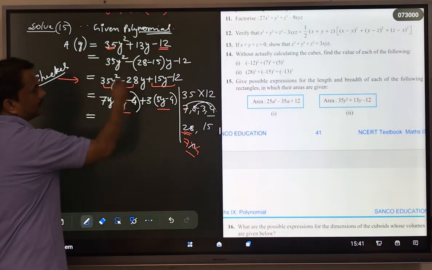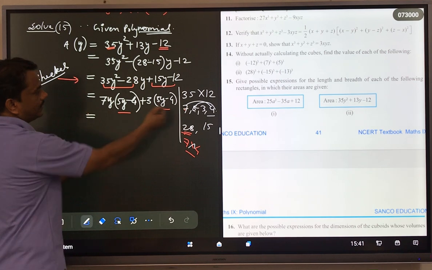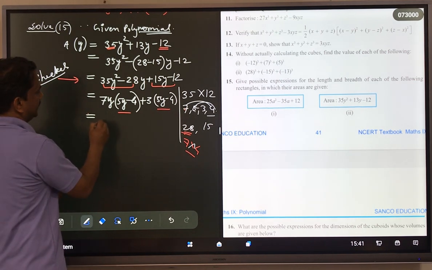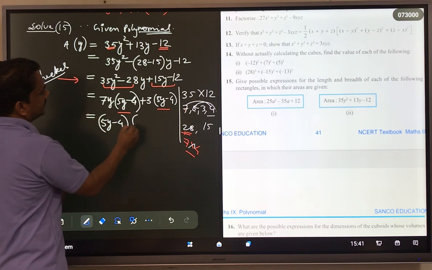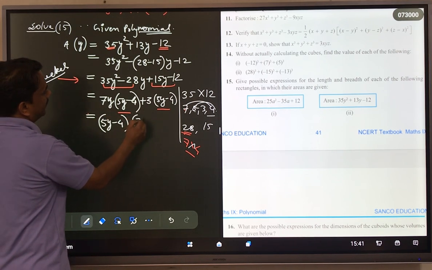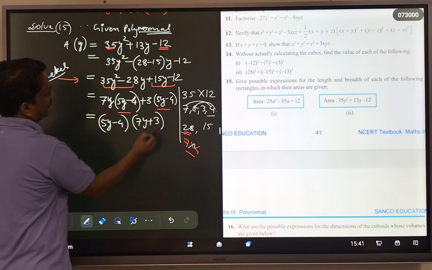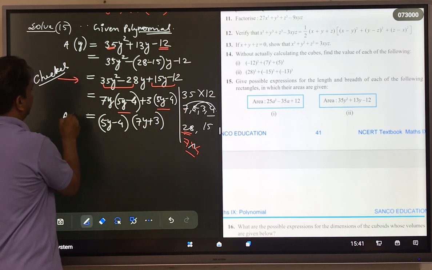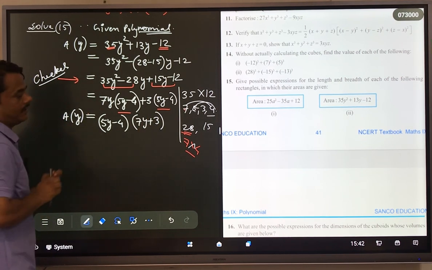What's common throughout here? Please tell me. Throughout means all along the expression. What is common? Yeah, 5y minus 4. And what leaves inside that? 7y plus 3. This is the area, a of y.